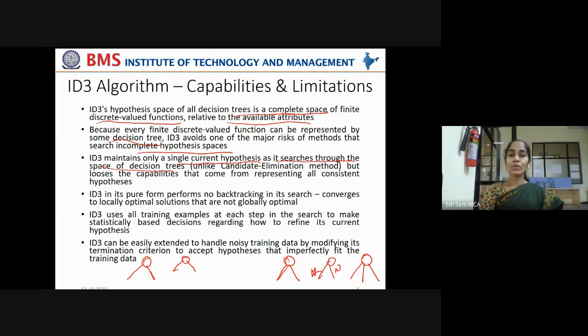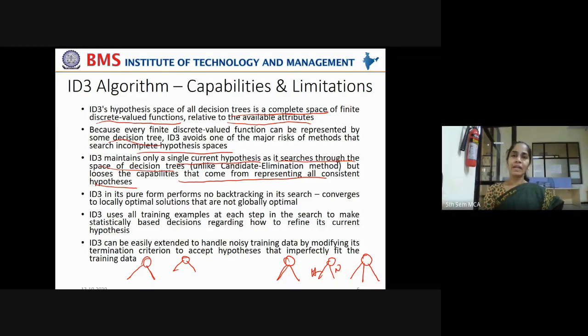But it loses the capabilities that come from representing all consistent hypotheses. It means it doesn't check other alternative solutions. There are a lot of possibilities available for constructing decision trees, but once it starts with its ID3 algorithm and constructs the decision tree, it doesn't consider other types of decision trees at all. It goes blindly with whatever decision tree it is constructing, only considering the information gain measure.